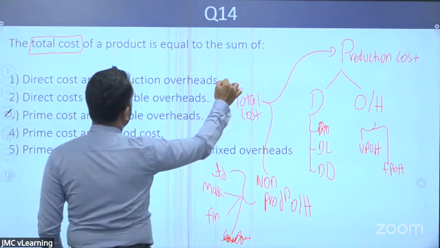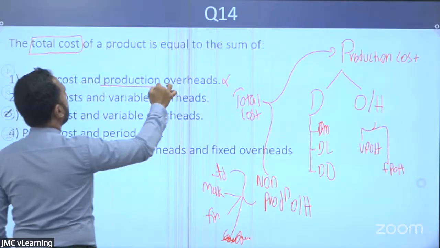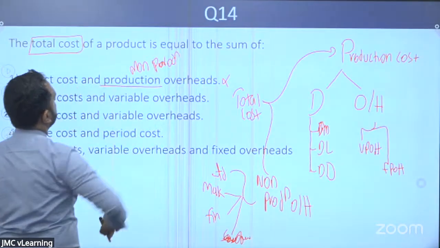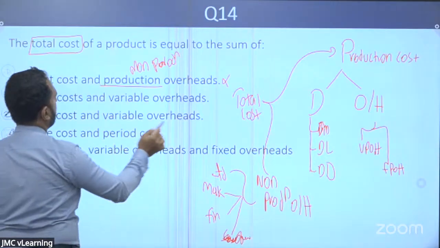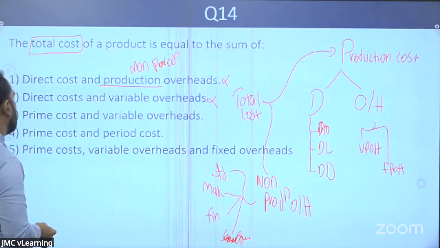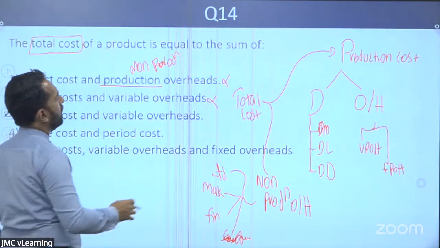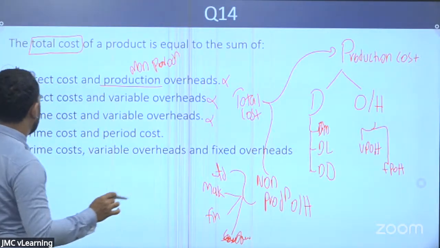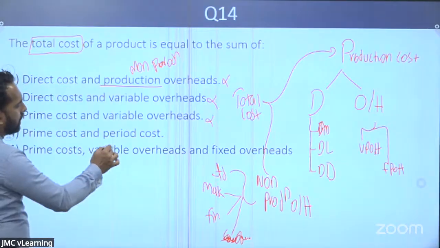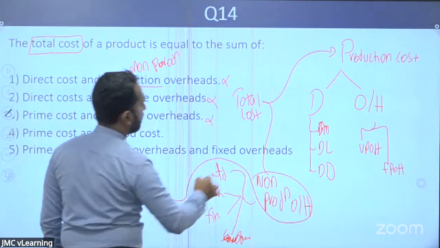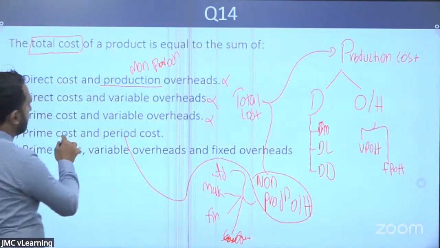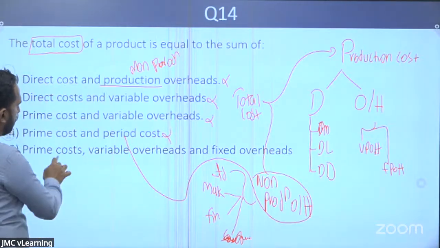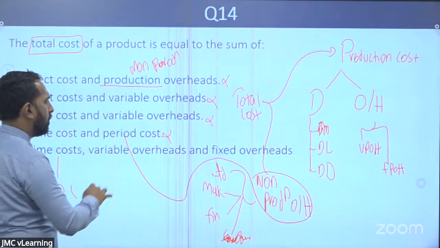So the first one is not the correct answer. This covers only the production overheads. What is happening to the non-production overheads then? Direct cost and variable overheads: not only variable, there are fixed as well. Prime cost is direct cost and the variable overheads now. Prime cost and the periodic cost: here the prime cost is the direct cost, and periodic costs are the non-production overheads. Then this does not cover the manufacturing overheads. Manufacturing overhead covers prime cost, that is the direct cost, variable overheads and the fixed.